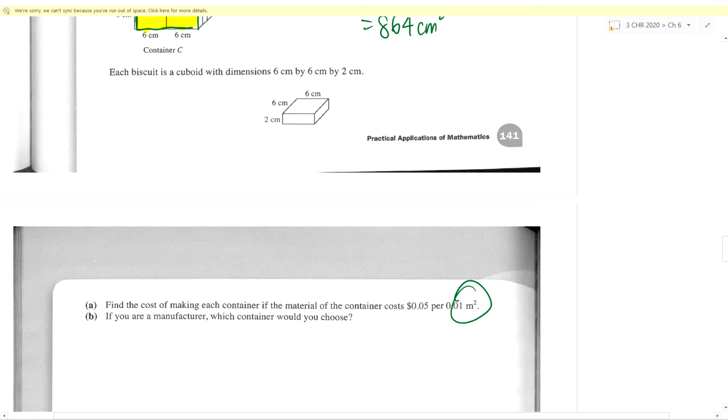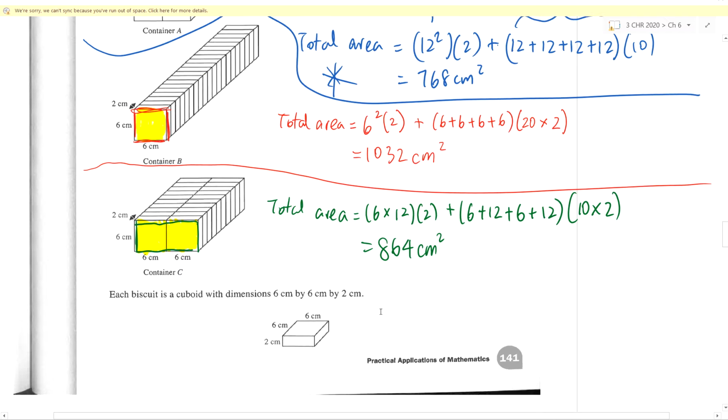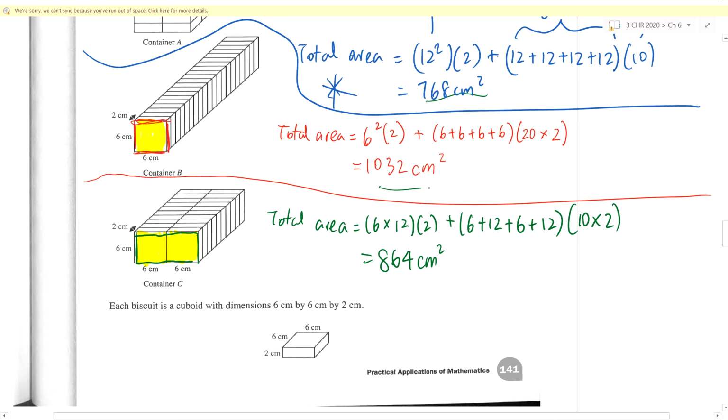This is in square meters, 0.01 square meters. But my area over here is in square centimeters. So I have to convert them from square centimeters to square meters before I can find out the amount of money required.